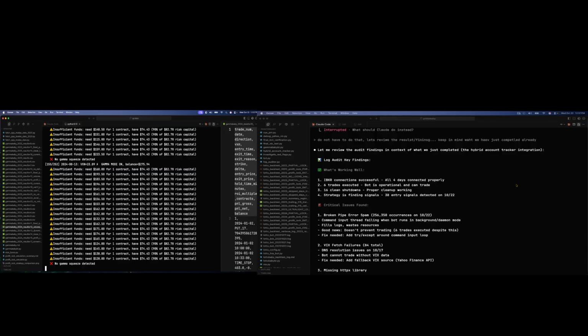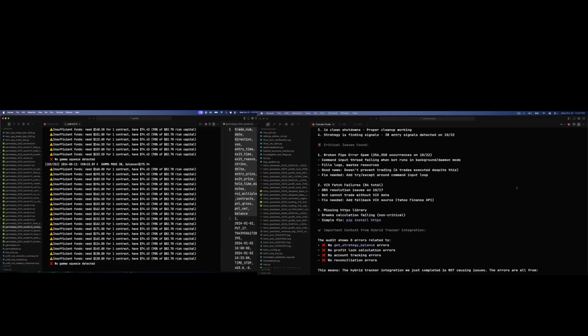So just follow me. IBKR connection, all four, 6 trades executed, 6 clean shutdowns. Broken pipe error, 256 occurrences on 10/22. The command input was failing when the bot was running in the background. Good news, it doesn't prevent trading. Despite this, we need to fix it.